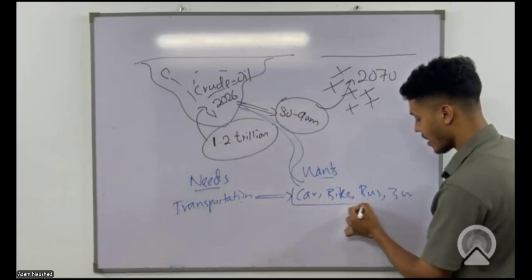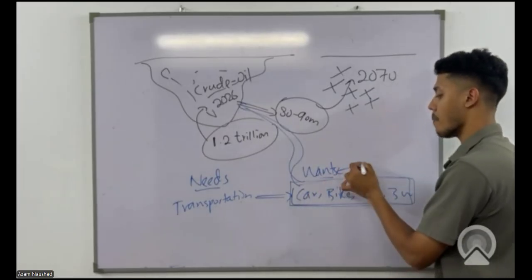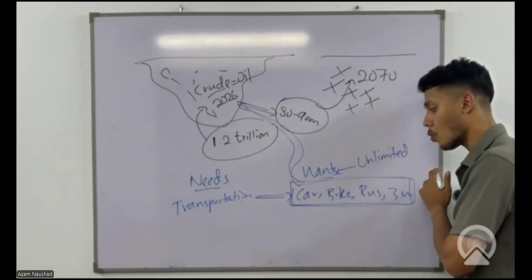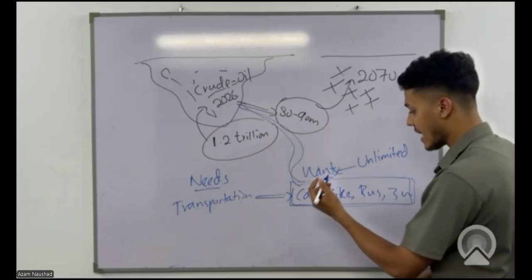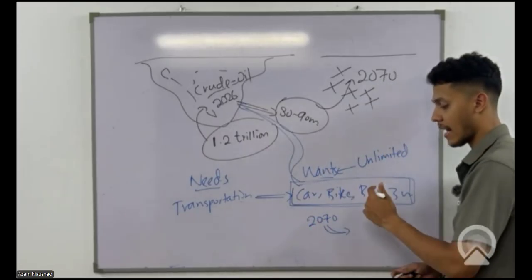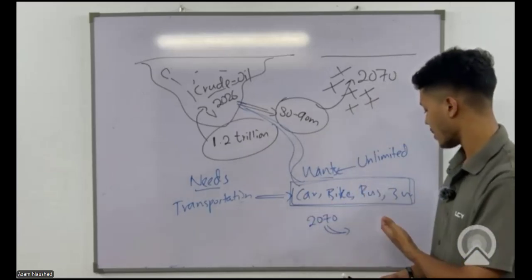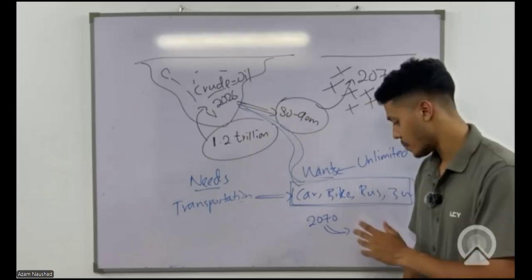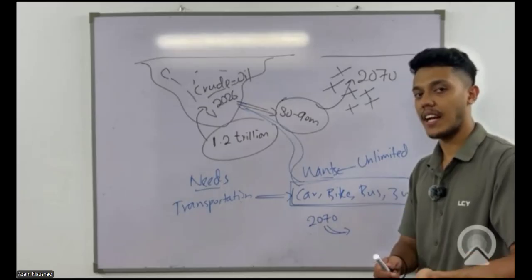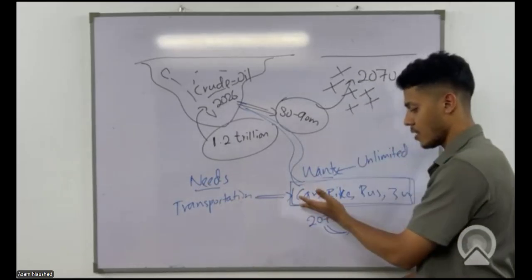So, and also I gave you an idea that our wants are basically unlimited, which means you got so many wants to fulfill. I mean, even after 2070, you may need to have this one, like car, bike, buses, three-wheeler, etc., which means you need to travel even after 2070. What about your children, your grandchildren? They need to fulfill this particular need using these options.